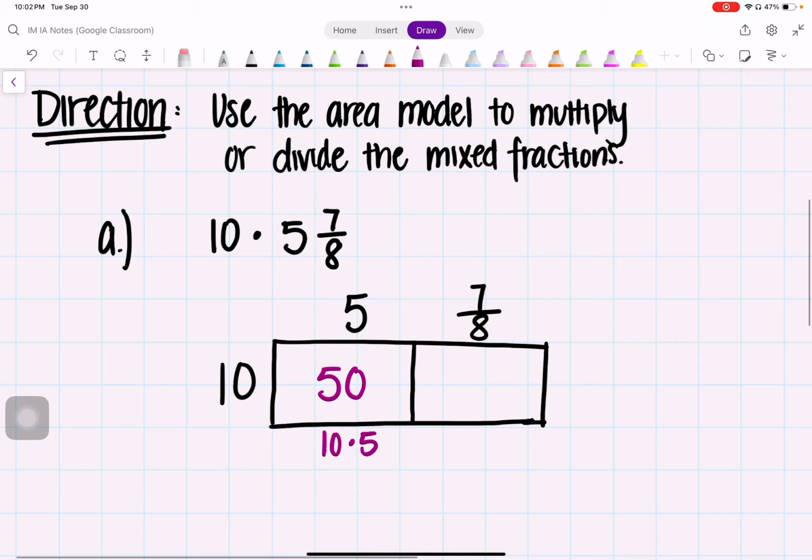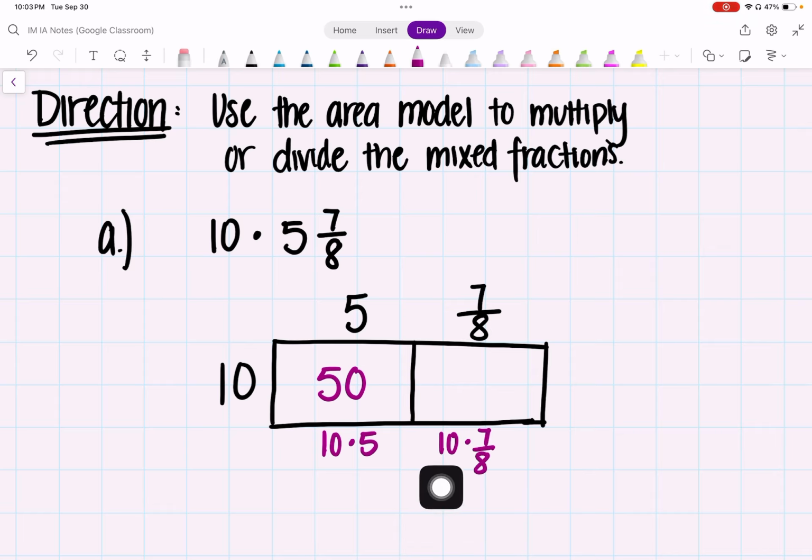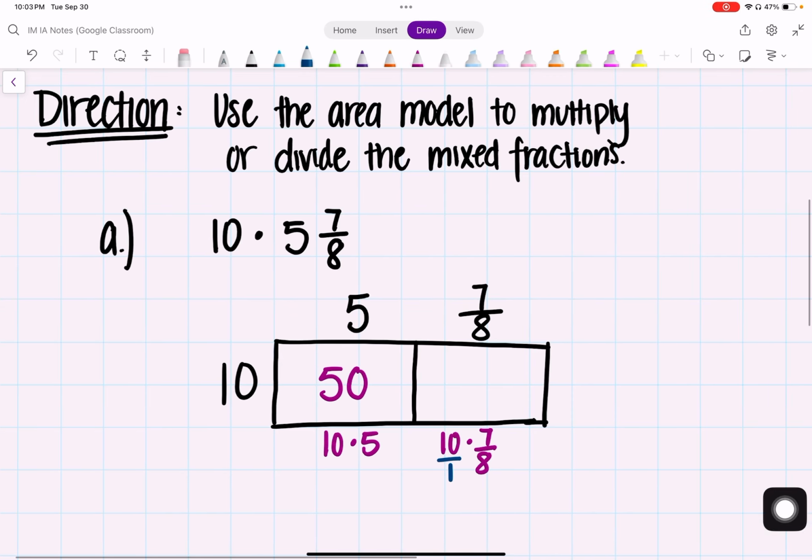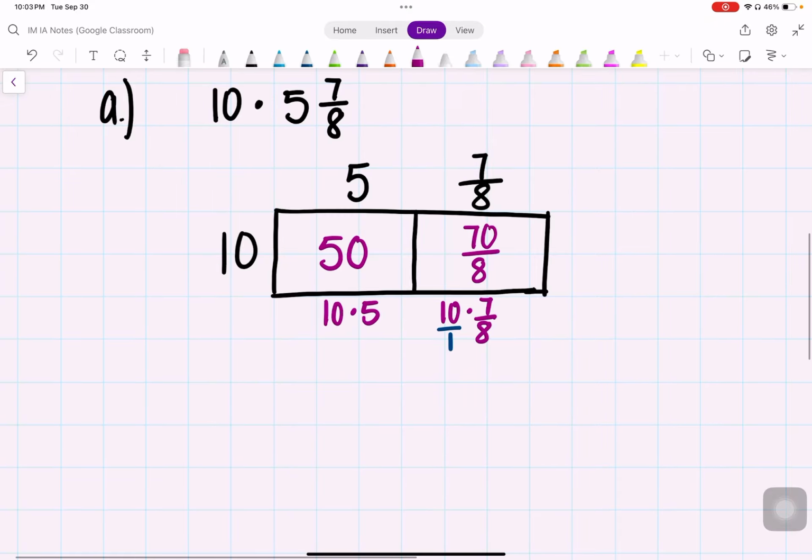On this next side, I would actually have to do 10 times 7 over 8. So I'm going to go ahead and do 10 times 7 over 8. Now, because 10 is a whole number, I am going to be putting that over 1. And then I can multiply straight across, right? If I multiply straight across, that's going to give me 70 over 8. So in reality, guys, down here, I could actually show my work. I have 50 plus 70 over 8. Now, this here is actually an improper fraction.